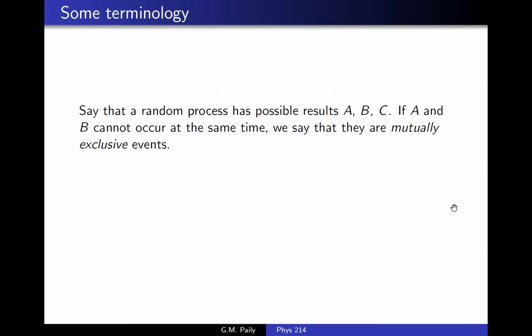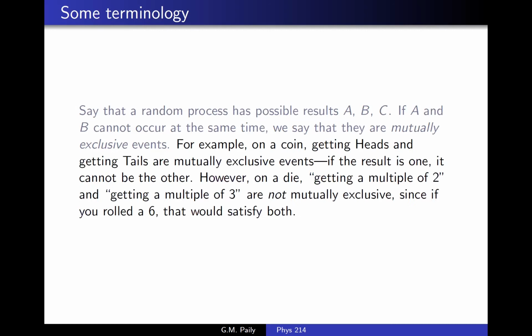All right, some further terminology. Say a random process has possible results A, B, and C. If A and B cannot occur at the same time, we say that they are mutually exclusive events. So for example, on a coin, getting heads and getting tails are mutually exclusive events. If the result is heads, then it can't be tails, and vice versa. However, on a 6-sided die, getting a multiple of 2 and getting a multiple of 3 are not mutually exclusive events, since if the die rolls 6, that falls in both those categories.